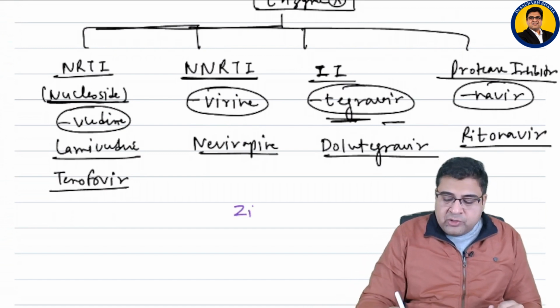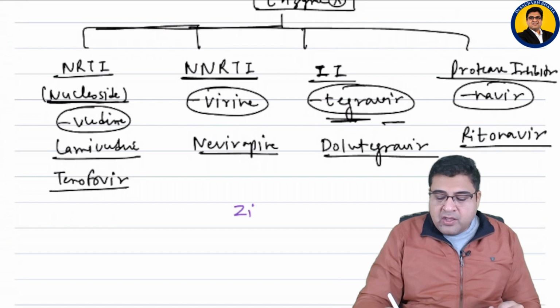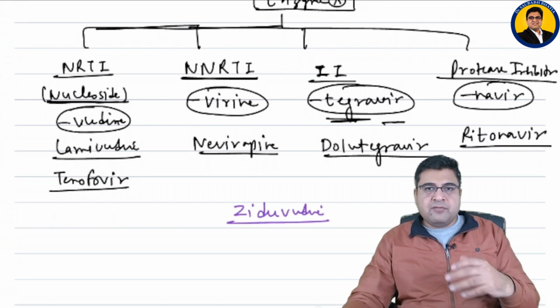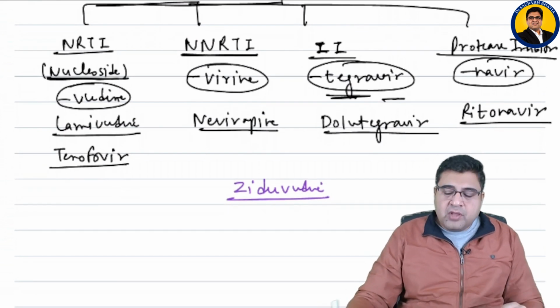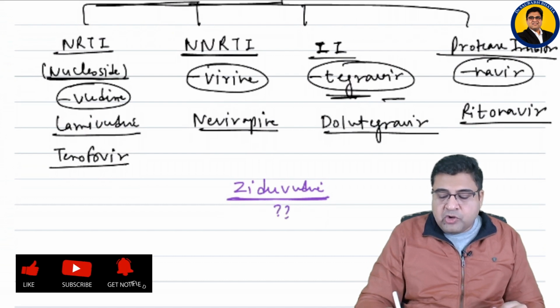Here is a question for you that you have to answer in the comment box. We have discussed one drug above, zidovudine. It's one of the drugs that can prevent vertical transmission from mother to fetus, mother to newborn. Now here you have to answer me that zidovudine belongs to which class.